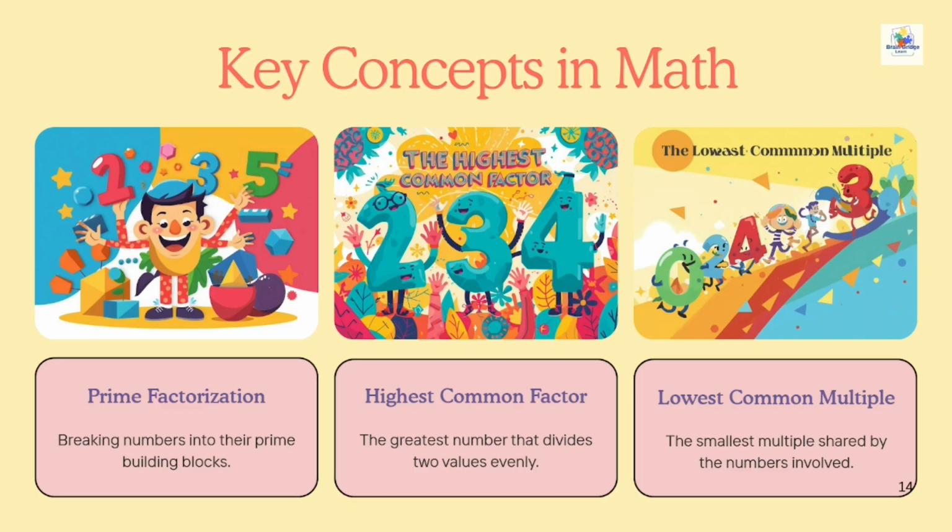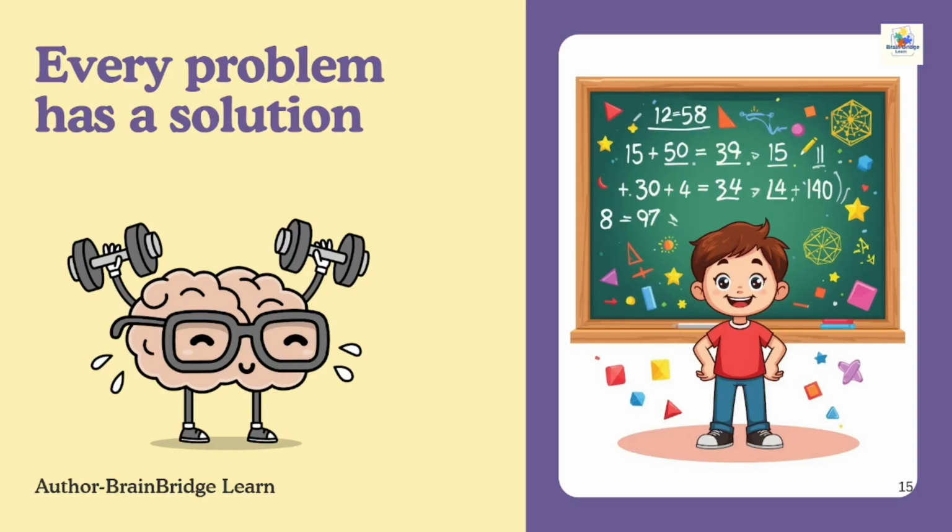Now we are going to learn key concepts in math. First we have prime factorization, which is breaking a number into its prime building blocks. Then we have highest common factor, which is the greatest number that divides two values evenly. Then we have lowest common multiple, which is the smallest multiple shared by the numbers involved. Next, every problem has a solution. Every problem in math always has a solution.